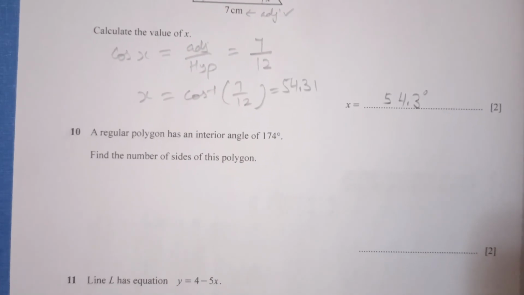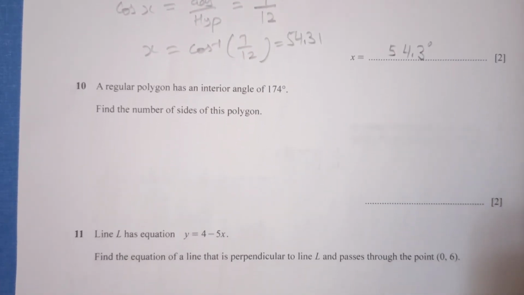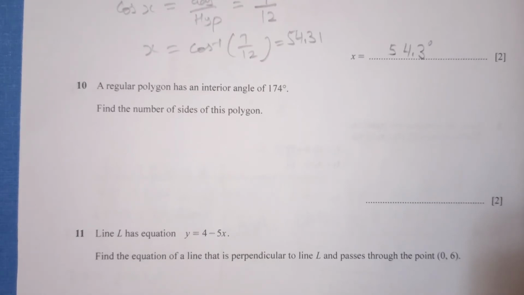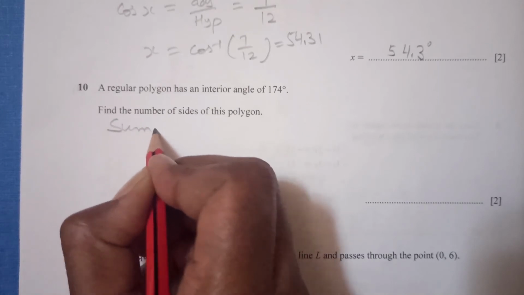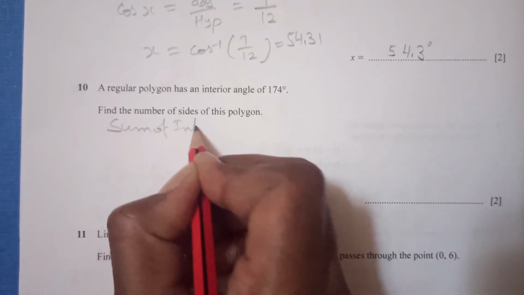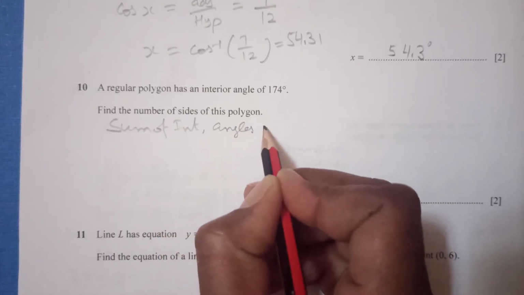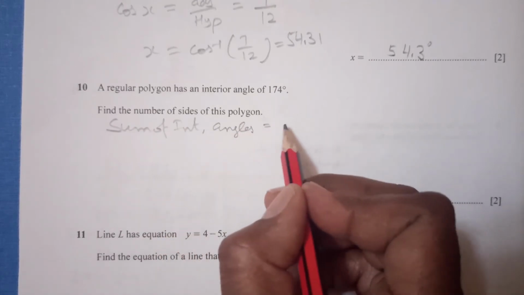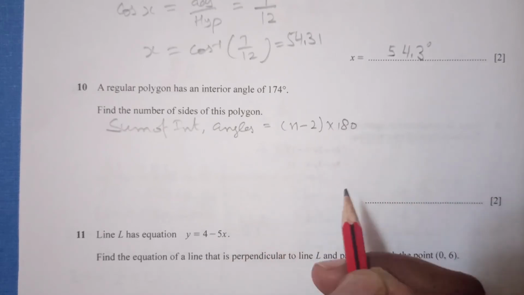Number 10. A regular polygon has an interior angle of 174. Find the number of sides of this polygon. As you know, the sum of interior angles is equal to n minus 2 times 180, right?